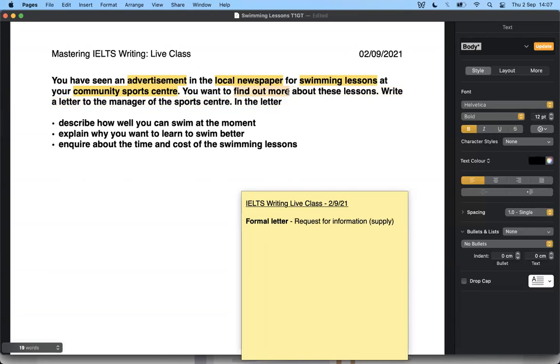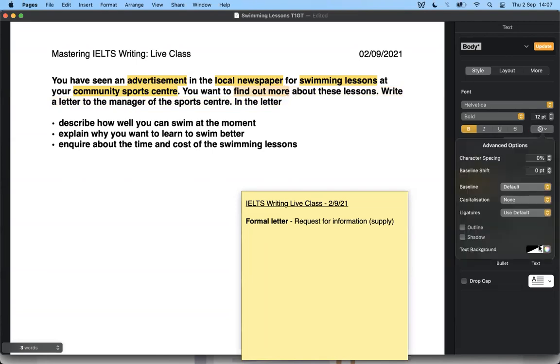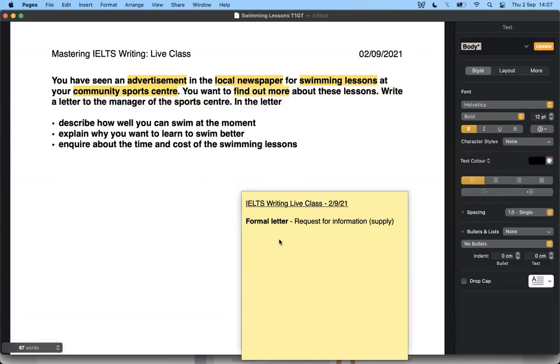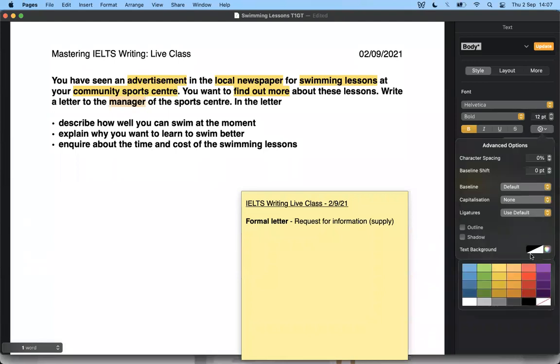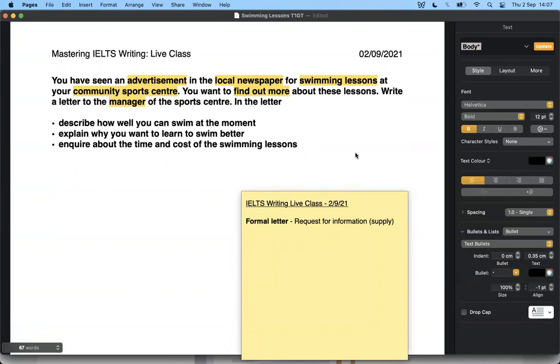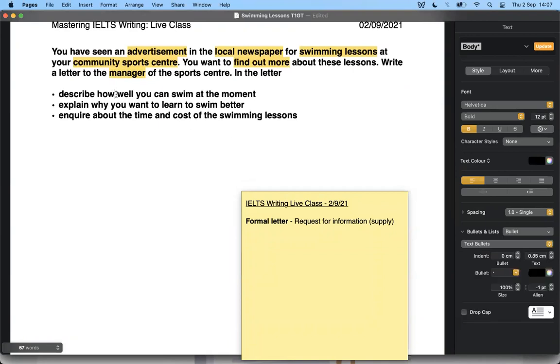Find out more about these lessons. And yeah, so we write a letter to the manager. It's understandable. Maybe write that in as well. So a lot going on here. And with these, I tend to not underline or highlight the bullet point parts because they're very direct in what they're asking for. If you find it helpful to underline these parts, go ahead, absolutely fine. But these are very, very direct. There's not really much you can miss out on.